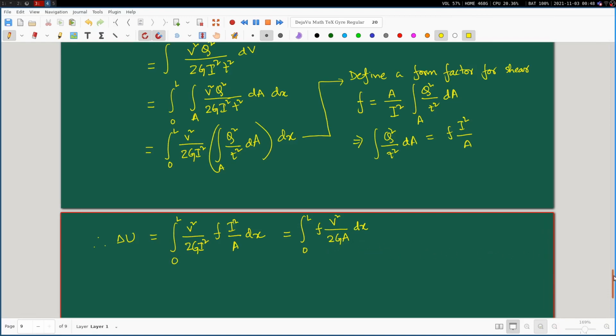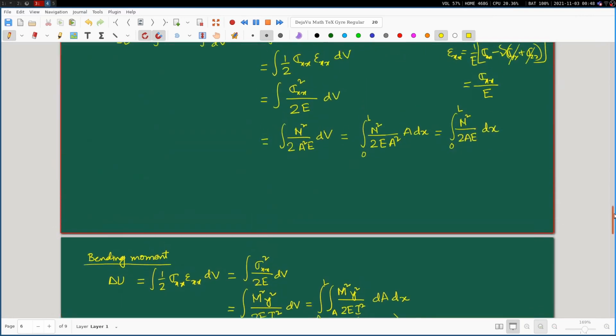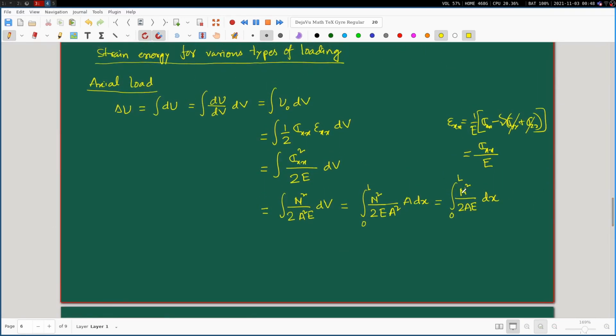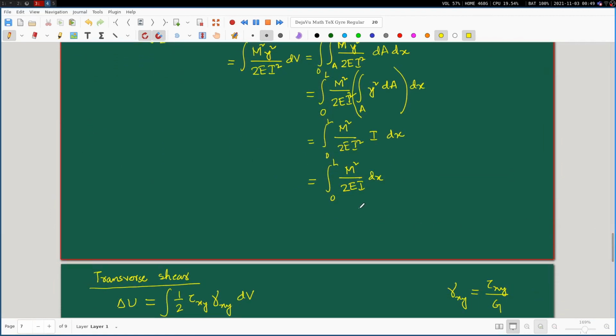So let's check. For the bending moment, the bending moment is the cause, this delta u is the effect, and that is coming as M square by twice EI. Previously for the axial load, we had N as the cause, delta u as the effect, and it was coming out as N square divided by twice AE or twice EA, whichever way you want to look at it. So in the denominator you have one term from the material, one from the geometry.